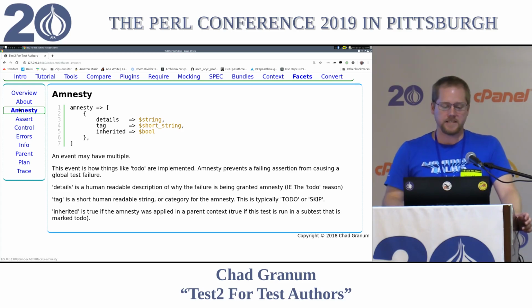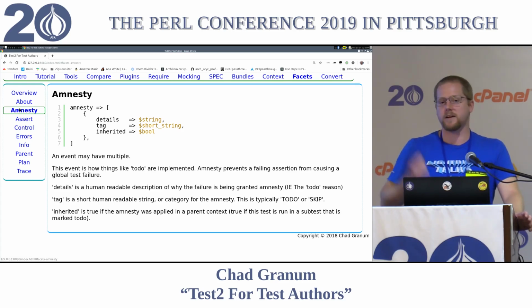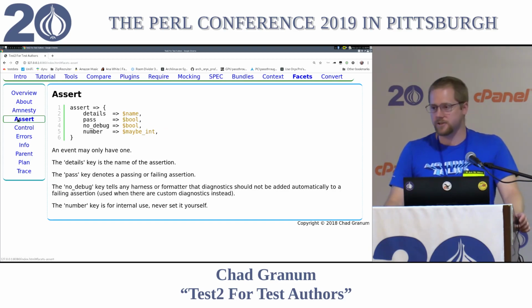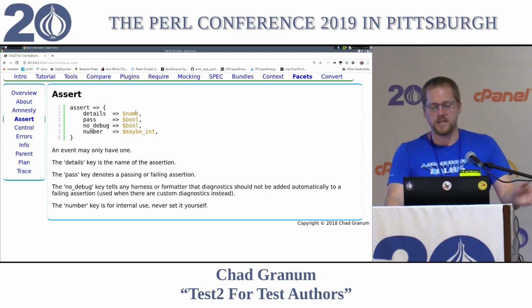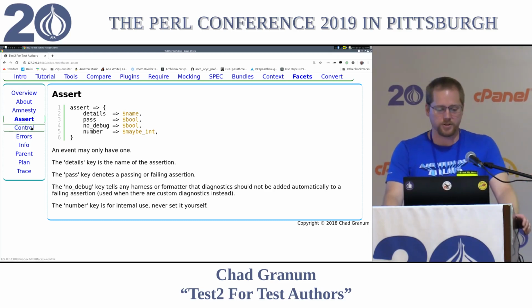If there is an amnesty object inside the facets, then the event will not actually cause a failure, even if it has failing assertions. An event can have an assertion. It doesn't have to, but it can. This is where it determines whether something passes or fails. You can also give it a test number, and details is the human readable name of that assertion.